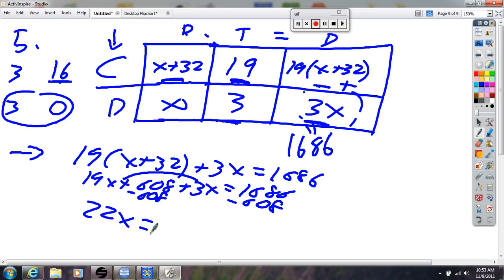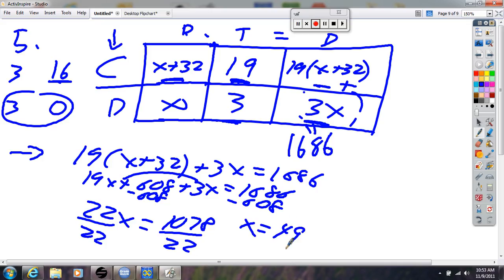And when I subtract those, I get 1078. When I divide by 22, I get x is equal to 49. 49. Hold on.